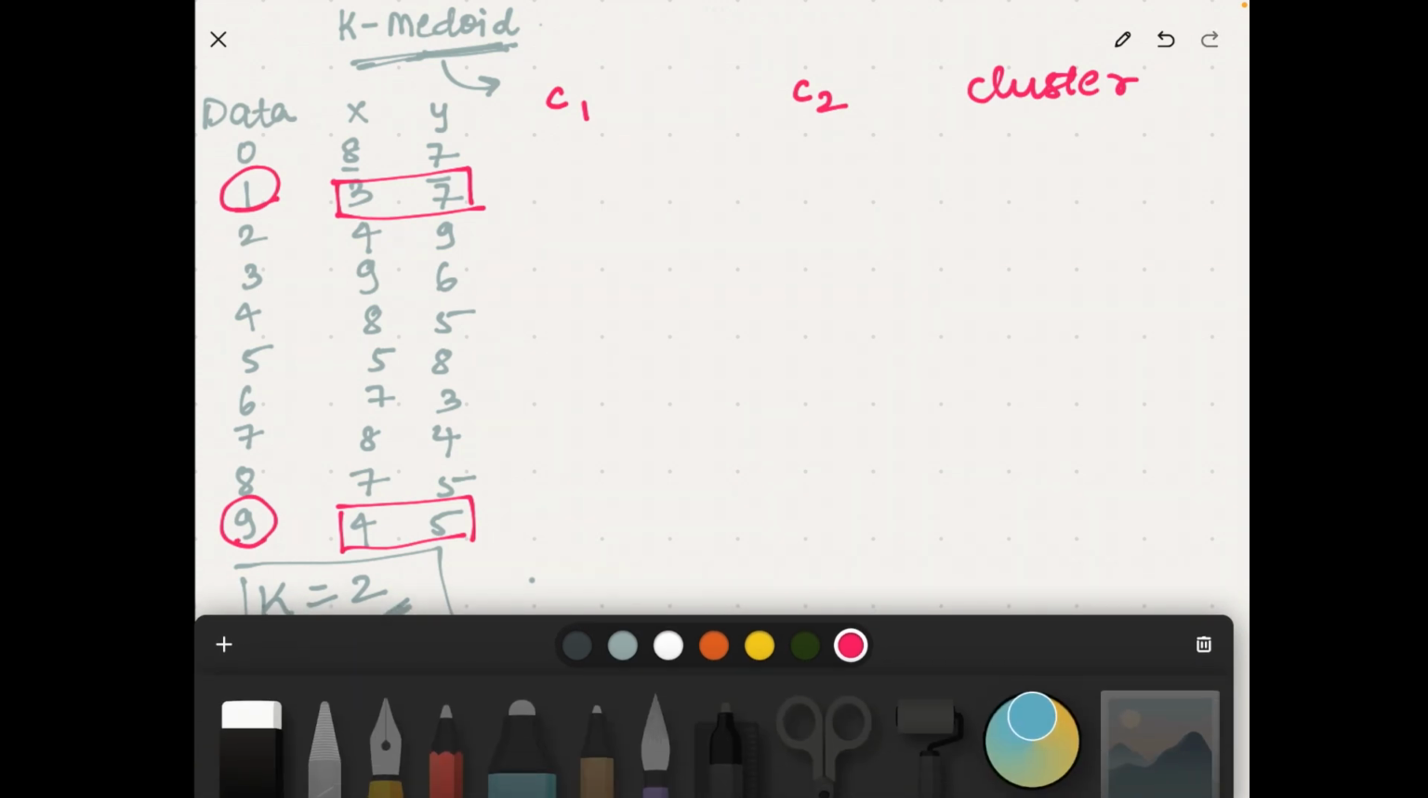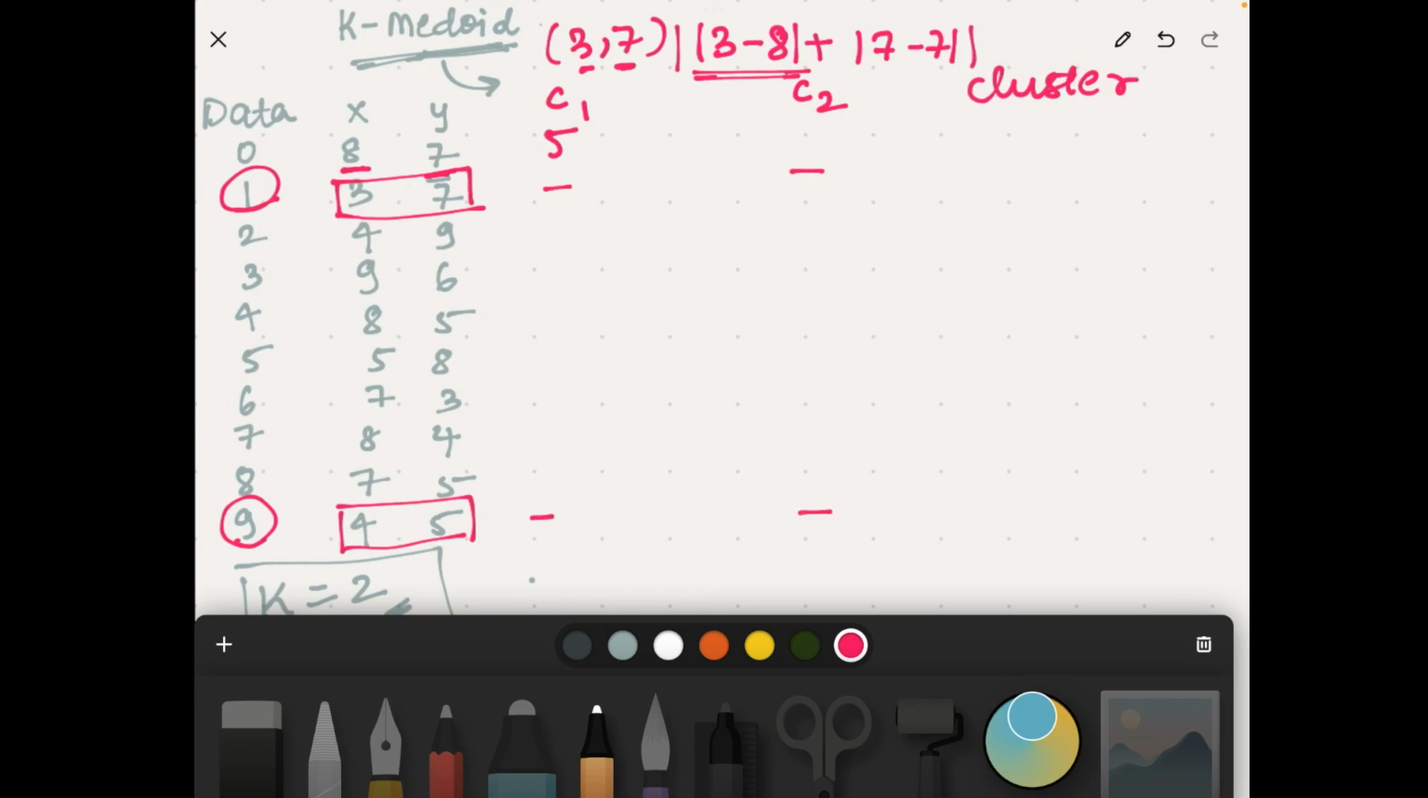Our C1 is 3,7. This is the value of x, this is the value of y. Here also we have x and y, so we are just taking the absolute value. That is going to be the mod of 3 minus 8 plus the mod of 7 minus 7. So 3 minus 8 is minus 5, so the mod of minus 5 is plus 5, plus 0 gives you 5. Here you won't have any value because you have taken them as your medoids, right? The next one is 3 minus 4, that is 1, and 7 minus 9, that is 2, so the answer is going to be 3.